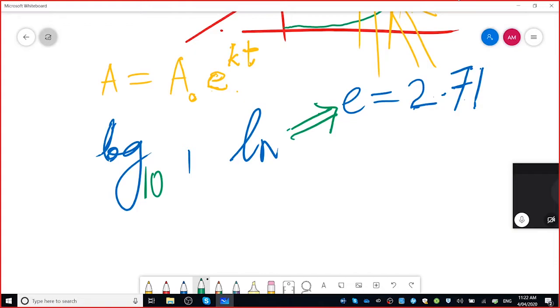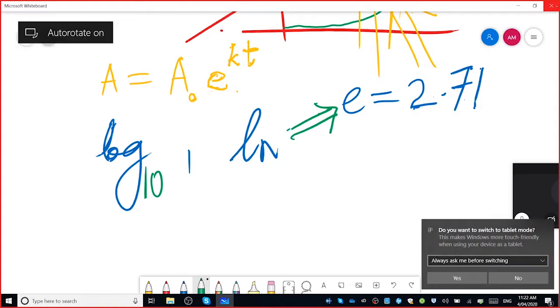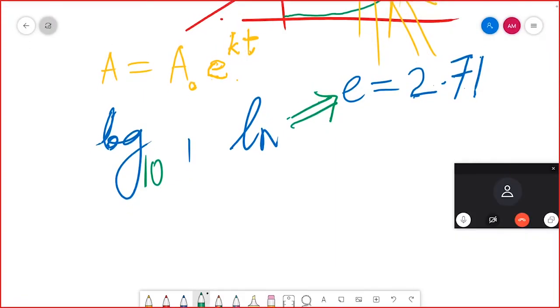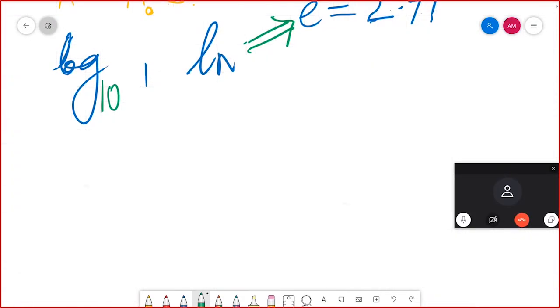So just give me a minute and I'll change the direction of my writing pad so that we are more comfortable. Yeah. Okay. And it's not that. Okay.